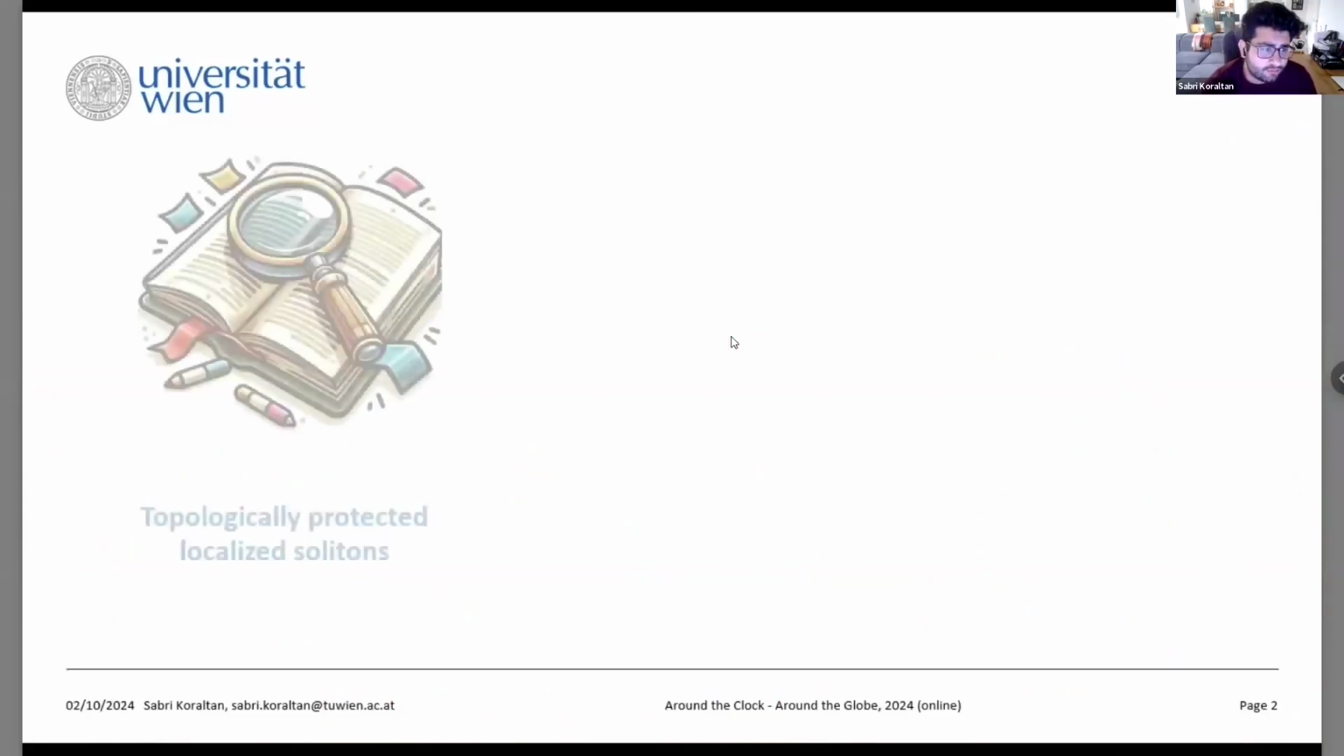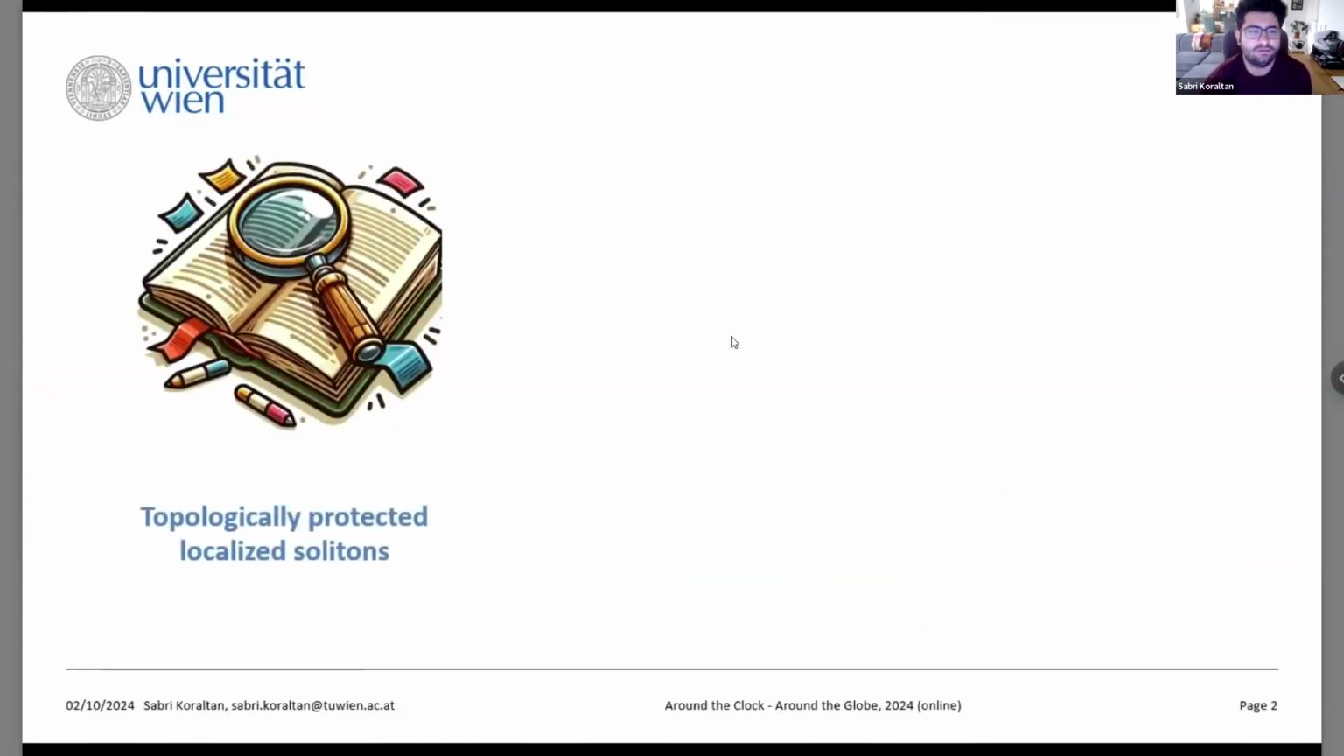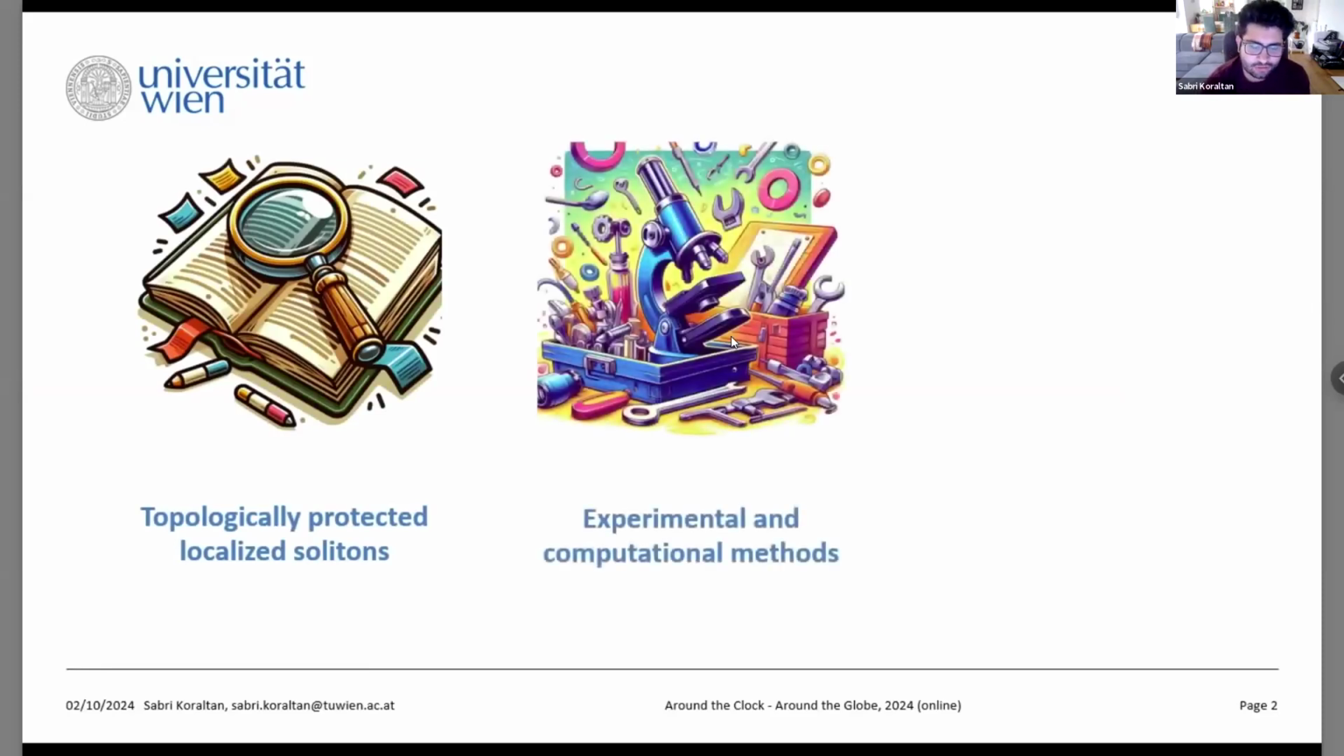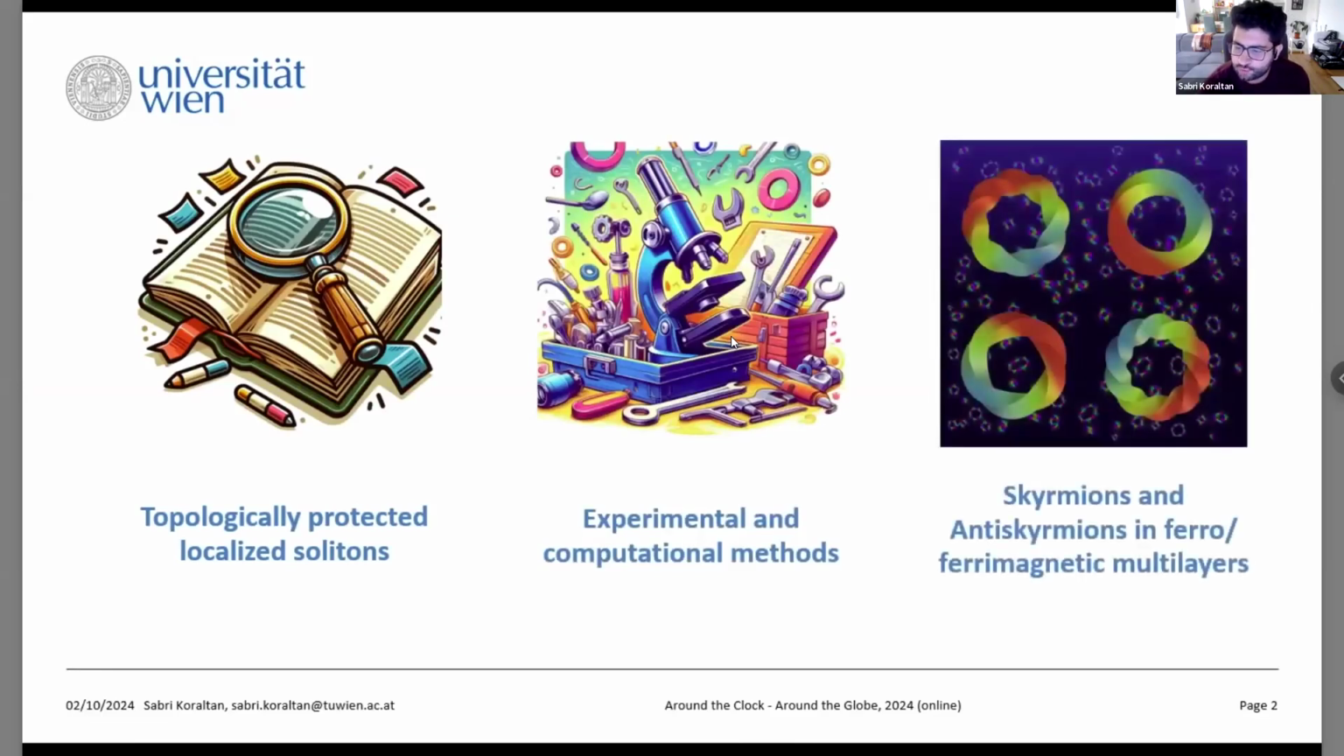So this is the outline of my presentation today. I would like to tell you something about topologically protected spin textures. We will look at what this means, some examples, and in which type of systems you can find them. Then a very brief introduction into experimental and computational techniques, and then we will go right into the topic: what it means to have antiskyrmions, for example, in ferrimagnetic multilayers.